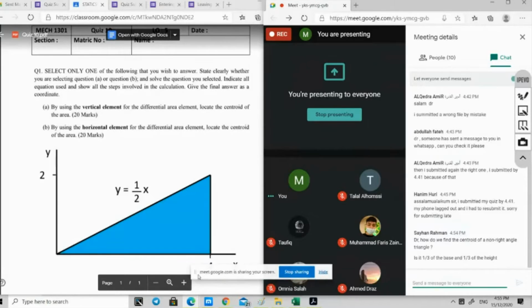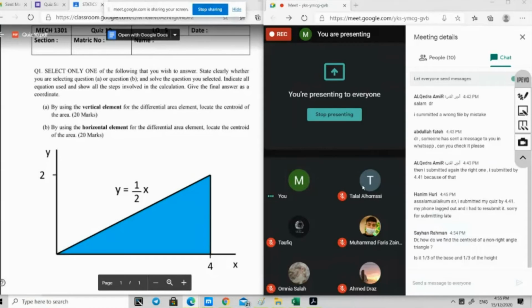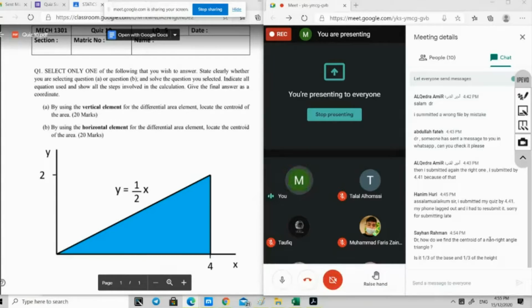Okay, there's a question. What is this? How do we find the centroid of a non-right angle triangle? Yeah, I think if you have your textbook, is it at the back?